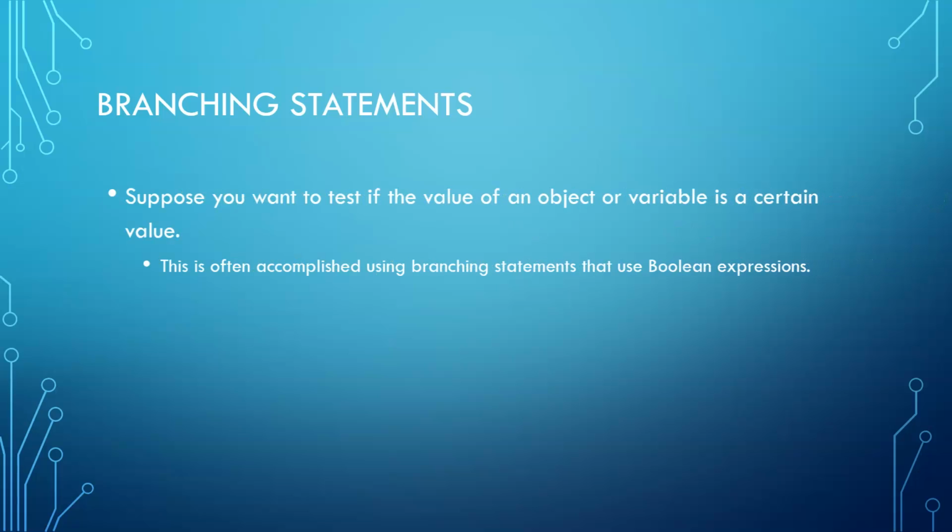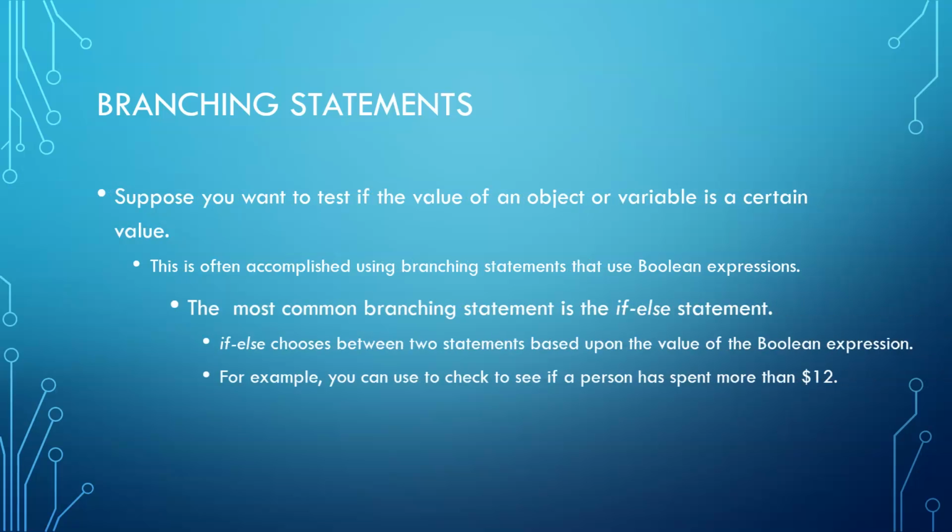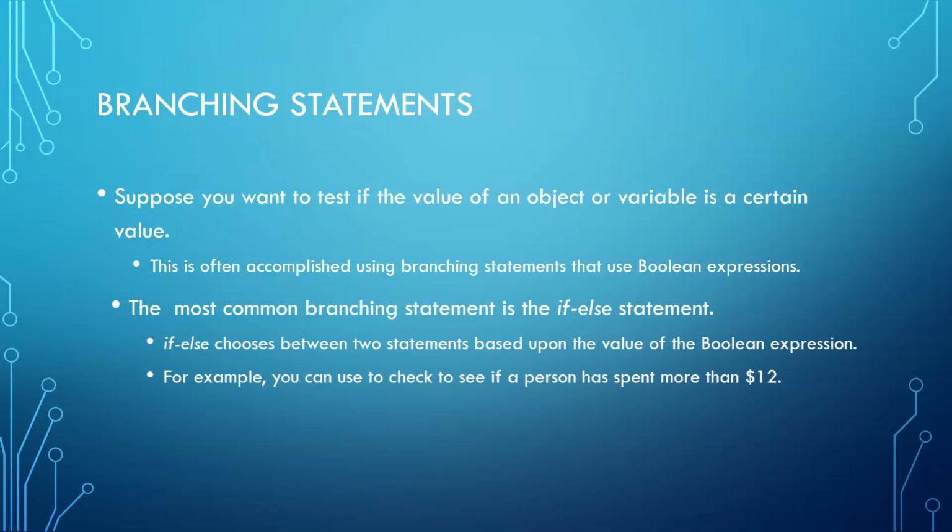So suppose you want to test the value of an object or variable to see if it's a certain value. This is often accomplished using branching statements with Boolean expressions. So true, false. Whether it's true or false is going to do one thing or the other. The most common branching statement, of course, is the if-else statement. If-else simply chooses between two statements based upon the value of a Boolean expression. For example, you can check to see if a person has spent more than $12. Either they have spent more than $12 or they haven't. There's only two states there. It's a binary state.